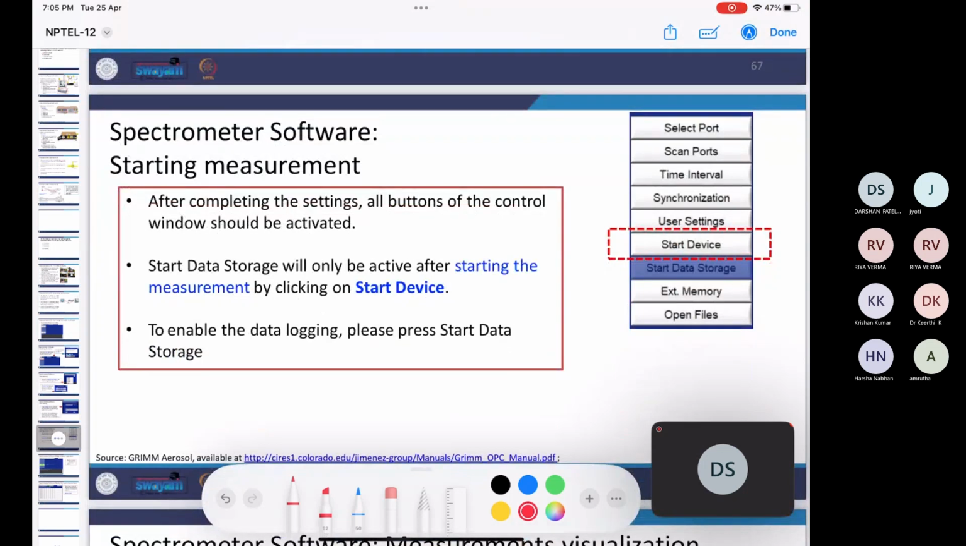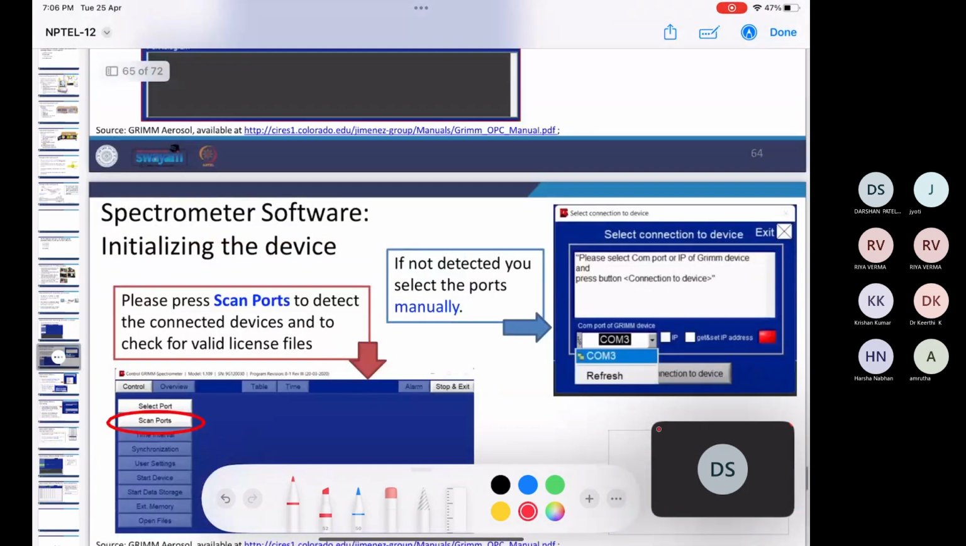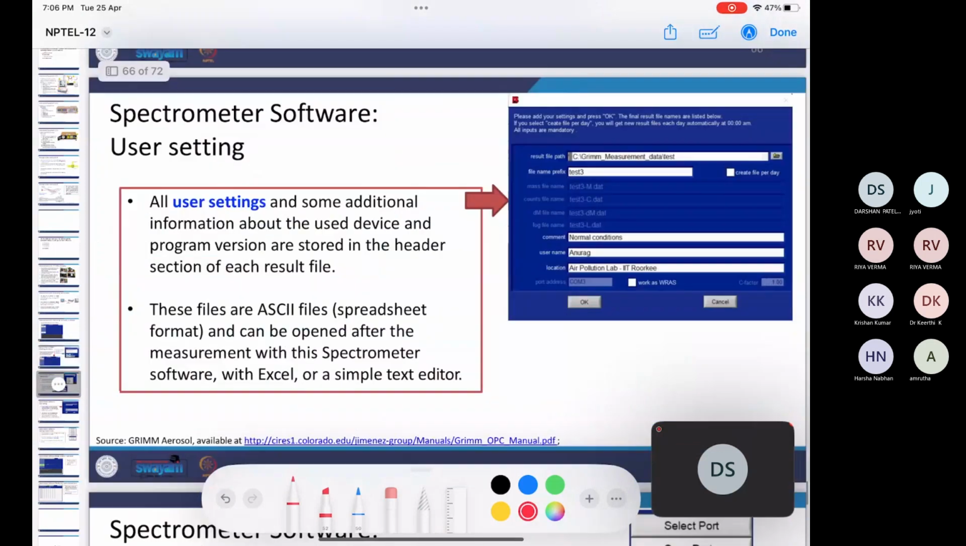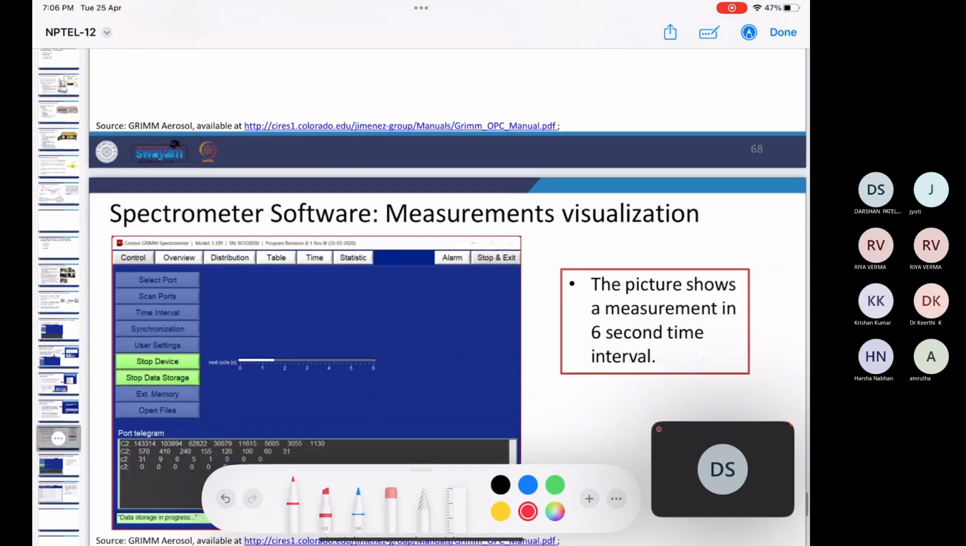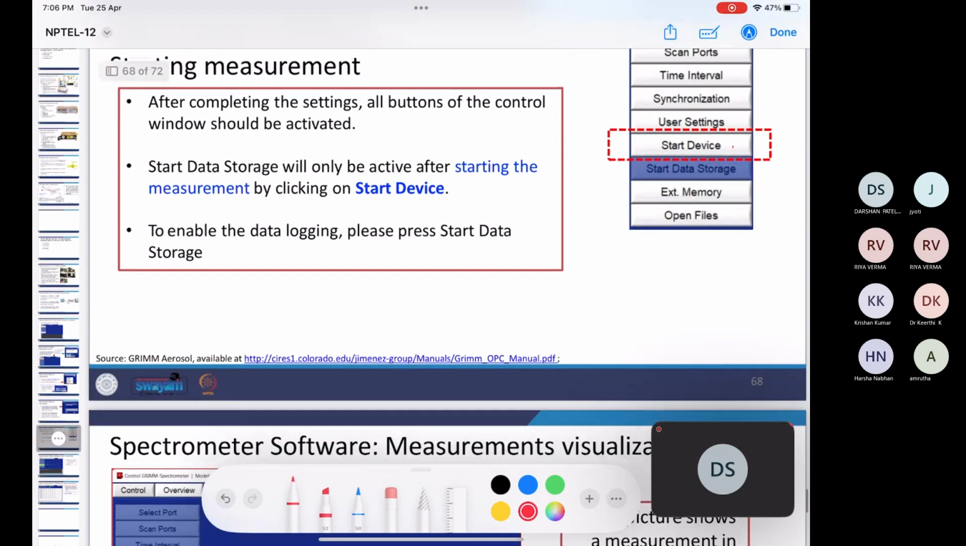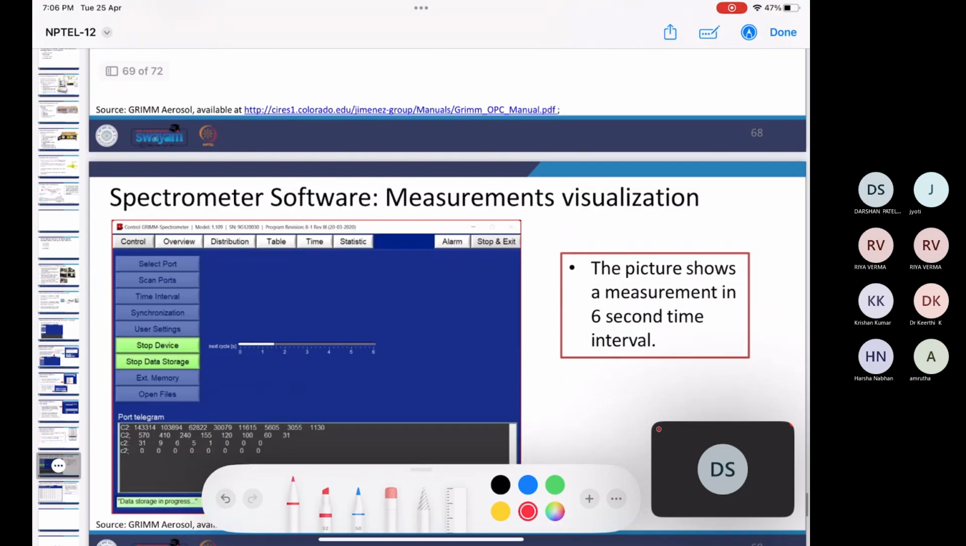After completing all these settings, all buttons of the control window should be activated. You can see earlier only these two buttons were active. Once your device is connected, all the buttons of the control window should be activated. Then we click the start device button, and then to enable the data logging, we start data storage. Once we press this start data storage button, the data storage will be started.